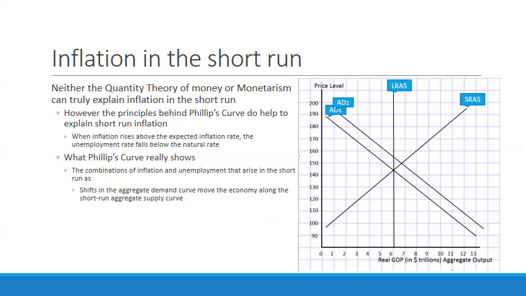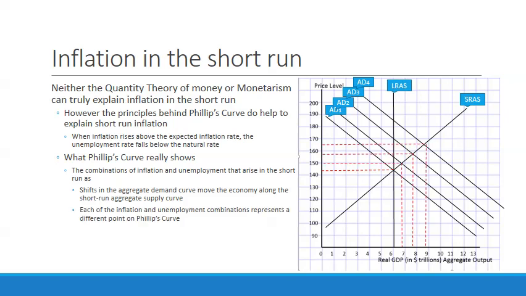Now, when AD2 pops up, we see it shifted, as did AD3 and AD4. So when aggregate demand shifts along the short-run aggregate supply curve, we see the different combinations. This is combination 1, for example. At combination 1, we see that the price level is 145 and short-run aggregate supply is 6 trillion.